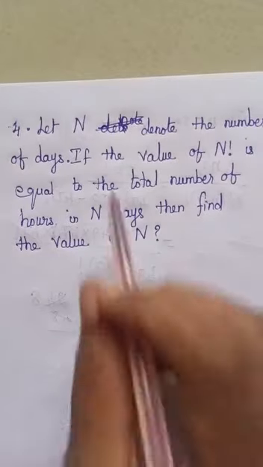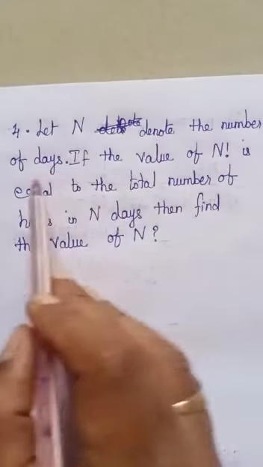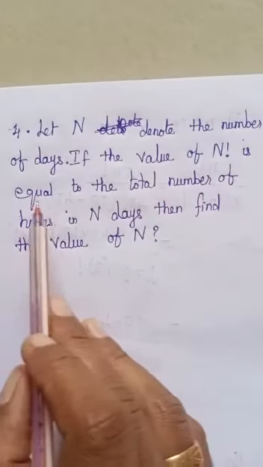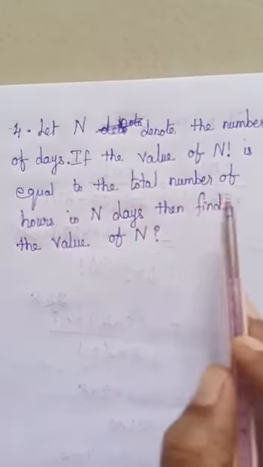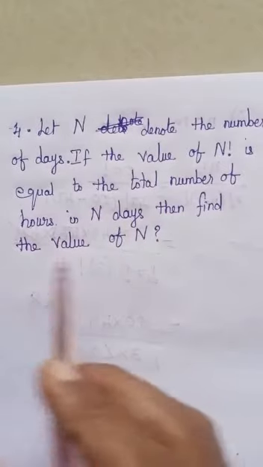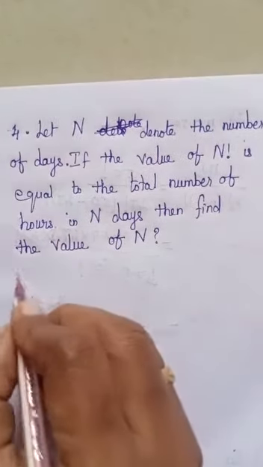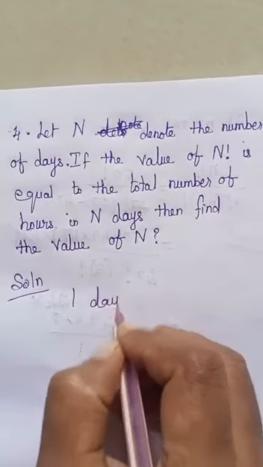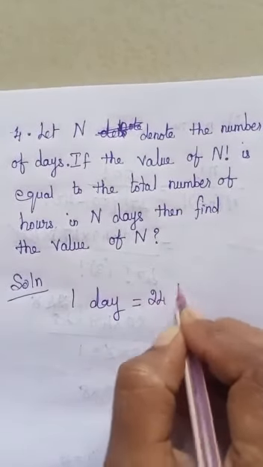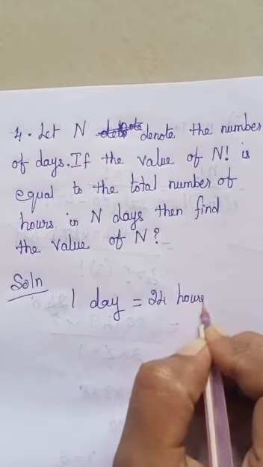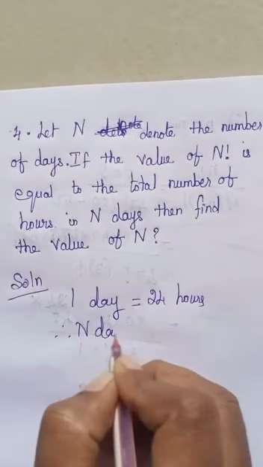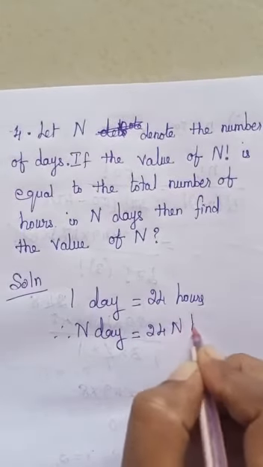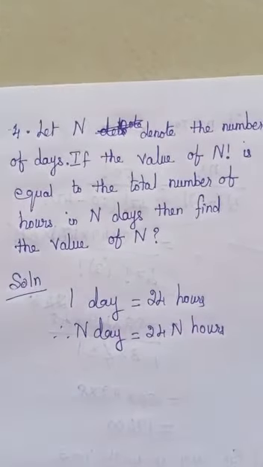Problem number 4. Let n denote the number of days. If the value of n factorial is equal to the total number of hours in n days, then find the value of n. Hours in, we know that 1 day is equal to 24 hours. Therefore, n day will be equal to 24 into n hours. Correct only now?